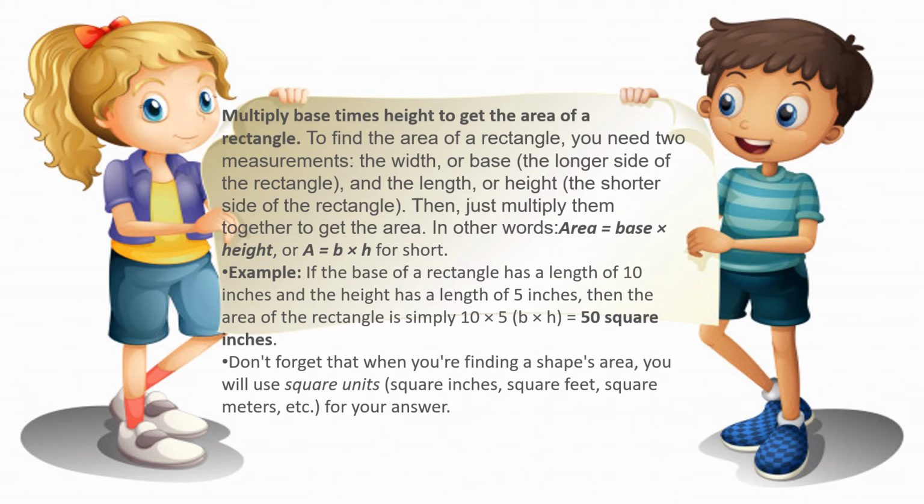Example, if the base of a rectangle has a length of 10 inches and the height has a length of 5 inches, then the area of the rectangle is simply 10 times 5, B times H, is equal to 50 square inches. Don't forget that when you're finding a shape's area, you will use square units. Square inches, square feet, square meters, and others for your answer.